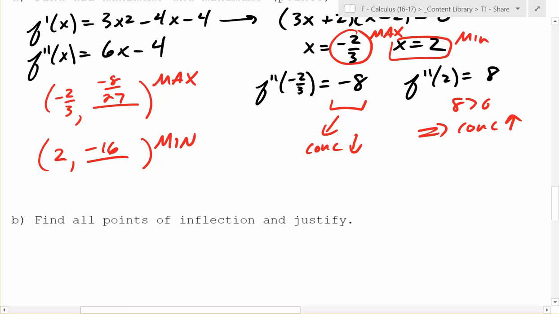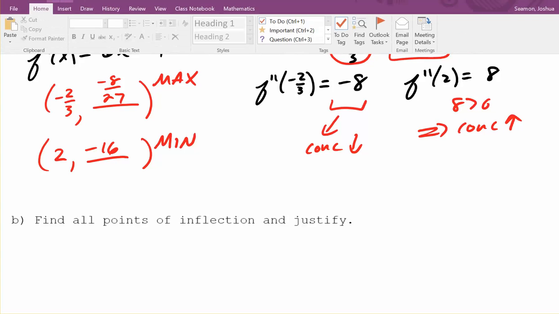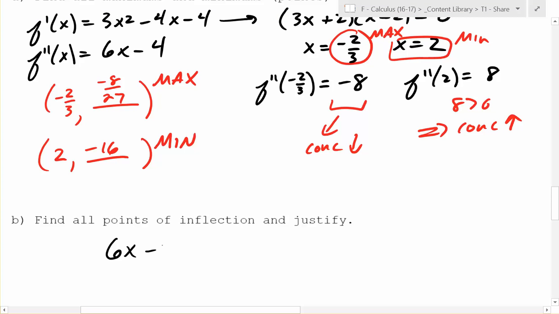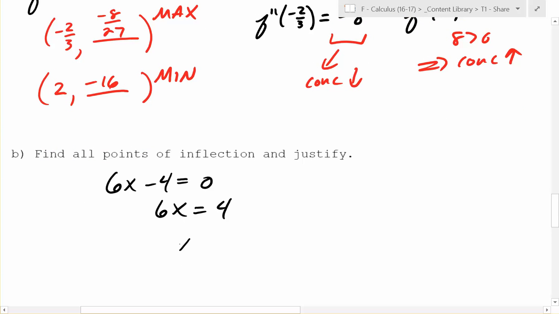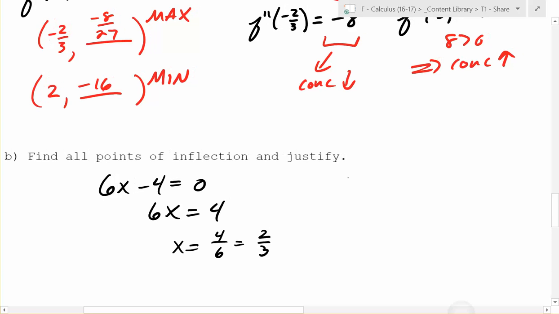How do you find points of inflection? You set the second derivative equal to 0. So 6x minus 4 is 0. So 6x equals 4. So what does x equal? 4 over 6, which is 2 over 3. So that's the x coordinate of the point of inflection. To get the y coordinate, you need 2/3 comma, the function evaluated at 2/3. And that would be the point of inflection.